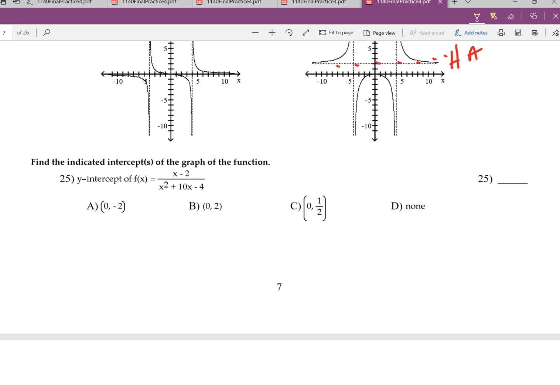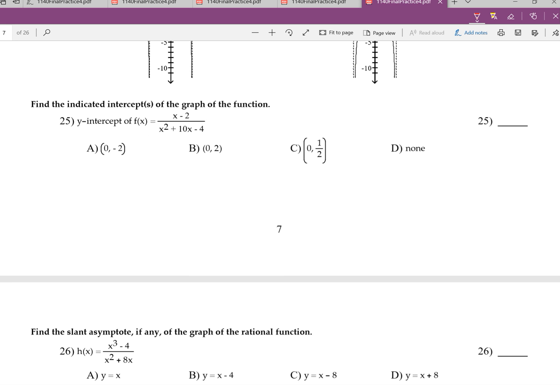On number 25, number 25 is really easy to do because y-intercept means that f of 0 is one of your values, right? So if I do when x is 0, I'm going to end up with negative 2 over negative 4, and that's one of my answers, which reduces to 1/2.